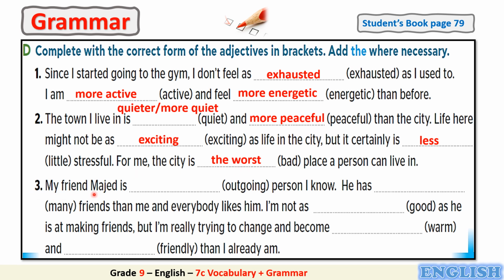3. My friend Majid is the most outgoing person I know. Here superlative, the most, because we compare one person with several of the same kind. Has more friends than me. Comparative. As good as. Between as, the same adjective. And warmer, friendlier, or more friendly than I already am. Comparative here. We compare between two things, ER or more.